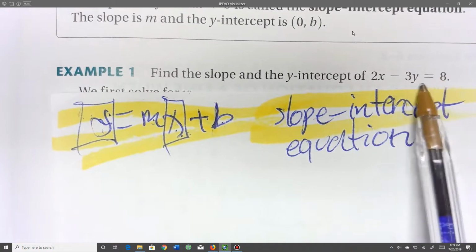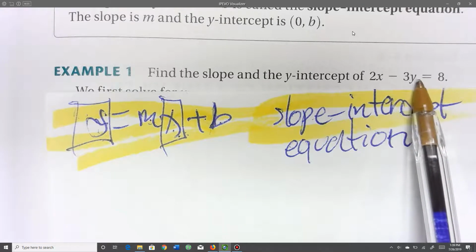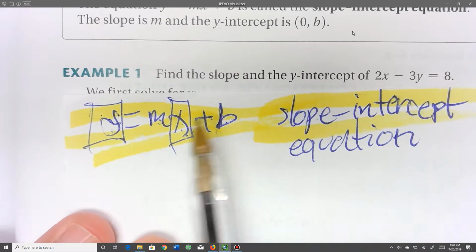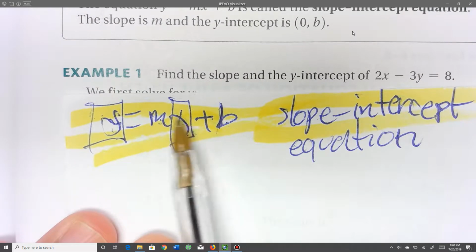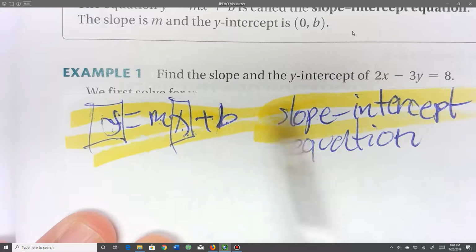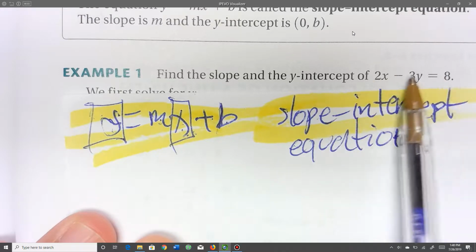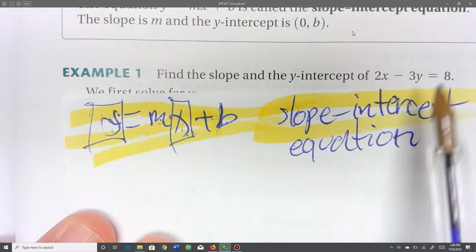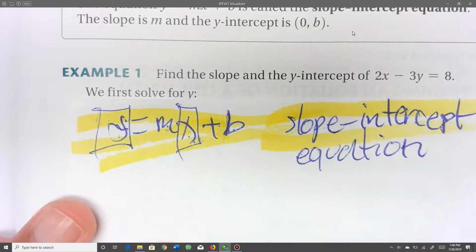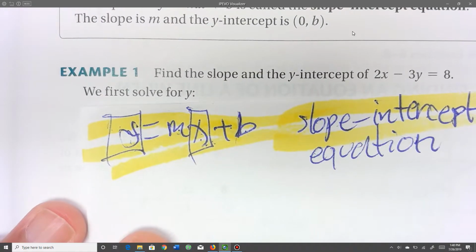You haven't solved for y yet. Therefore, you need to solve for y first. So don't let this trick you. Even though the coefficient of x is a slope and the constant is your y-intercept, you haven't solved for y. Therefore, this information will be wrong. And thus we need to solve for y first. That's what it's telling us to do, so that's what I'm going to do.